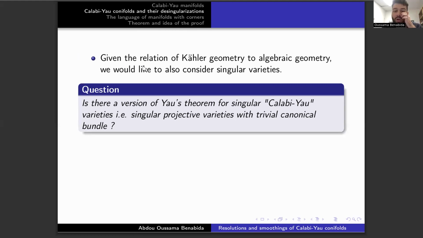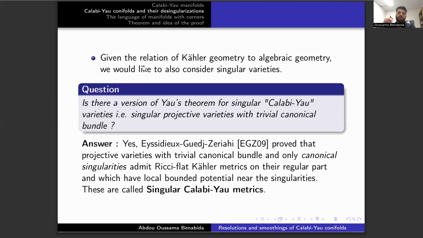So as we said before, Yau's theorem is just in the case where the Kähler manifold is closed. So for the singular case, the answer is yes. This is a theorem from 2009 by Eyssidieux, Guedj, and Zeriahi, who proved it for projective varieties with trivial canonical bundle and an additional condition on the singularities. So they suppose that the singularities are canonical. So not to get into details, this just says that the singularities are not too bad.